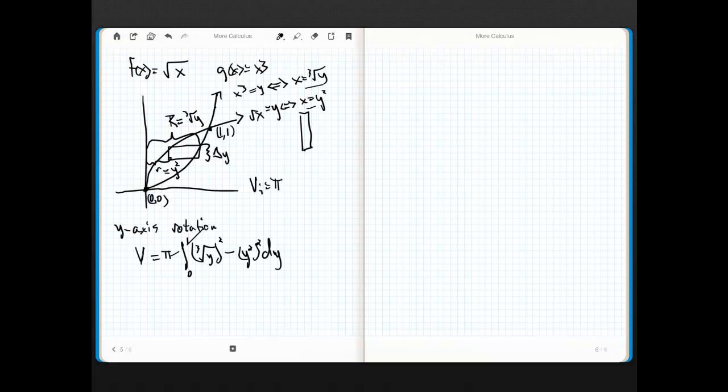V sub i is going to be pi times cube root of y sub i squared minus y sub i squared times delta y. That's the volume of the ith. Sorry, you guys. Okay, now let me erase this. This looks terrible. Now let's actually do this problem out.